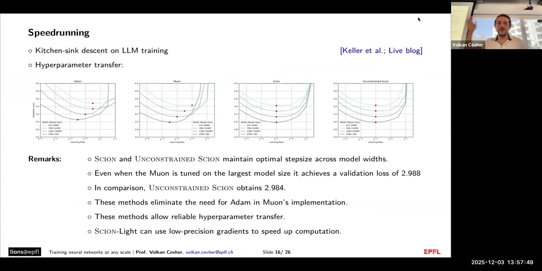All right. And then we use this for speed running. By the way, speed running is kitchen sink descent on training an LLM. This is not just about the algorithm. It's about everything you do with the architecture, the QK norm, and whatever quantization tricks you do, right? So the algorithm is nothing but an aspect of speed running. Changing everything is what matters in speed running. Everything. I mean everything. And we did really well there.